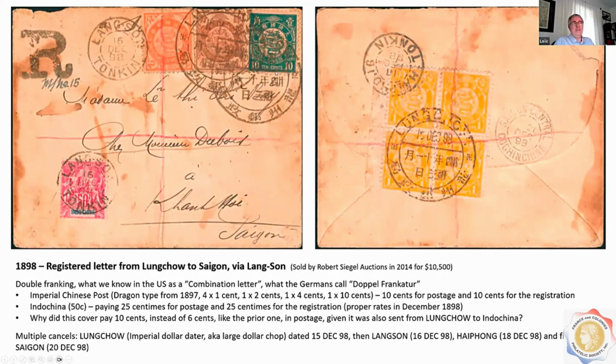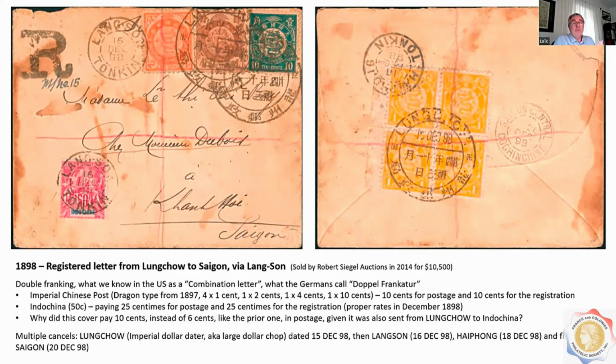So then it pays 10 cents for registration and it pays 10 cents for postage. So what is the explanation? And it pays obviously 50 cents here. So it might be that the postal employee from the Chinese post in Lengzhou used the prevailing exchange rate of 1 cent equal 2.5 centime and said, okay, I have 20 cents. I put a 50 cent stamp and I send it through.